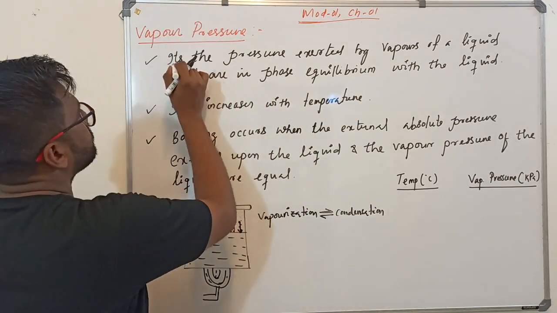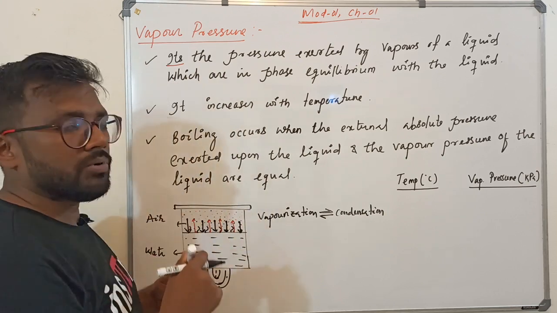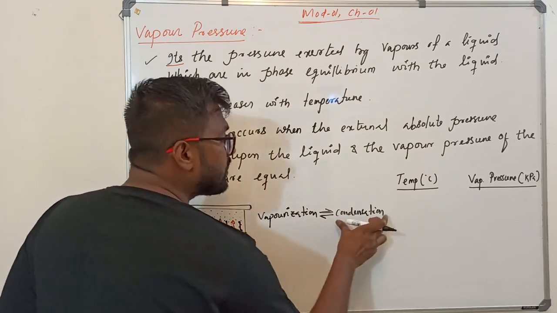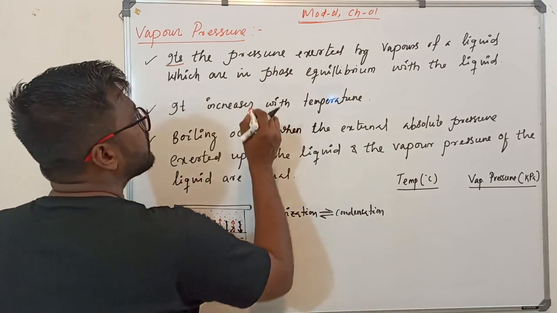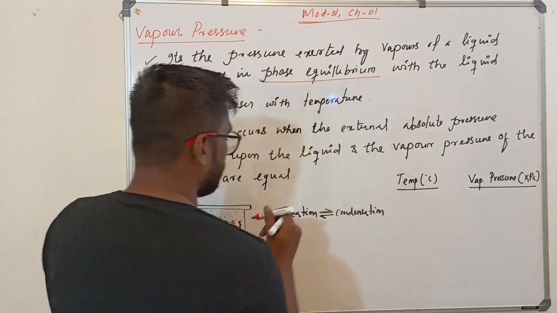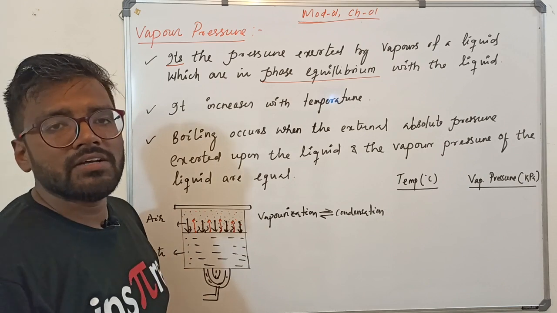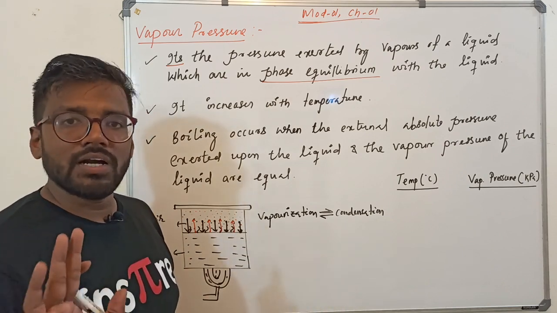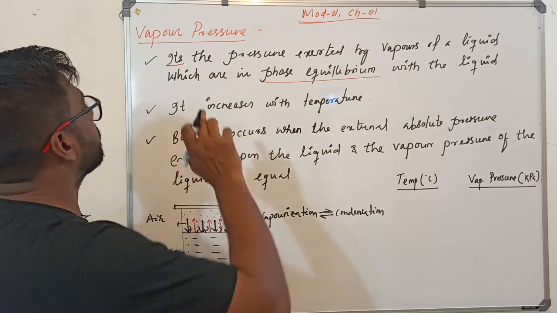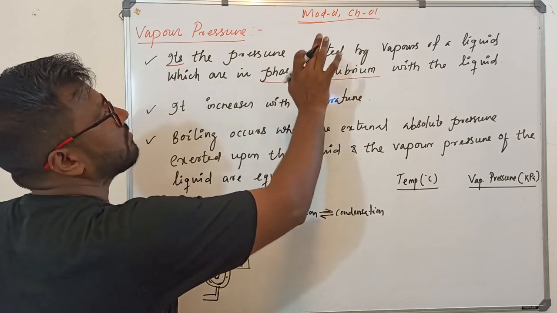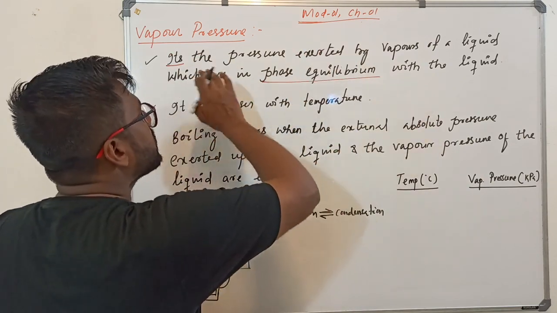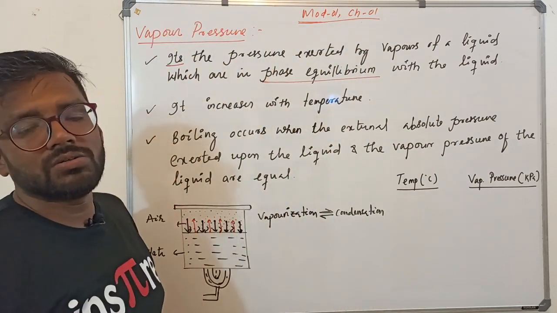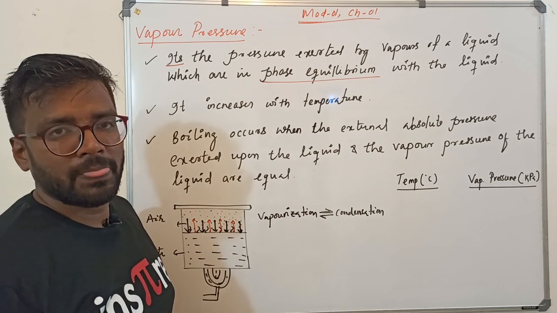Vapor pressure. When the rate of vaporization is equal to the rate of condensation, we say the vapor is in phase equilibrium with the liquid. Understood the first point? It's the pressure exerted by vapors of a liquid which are in phase equilibrium with the liquid, when the rate of vaporization equals the rate of condensation.